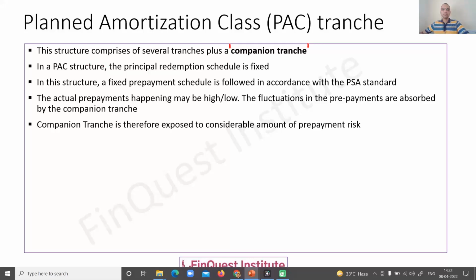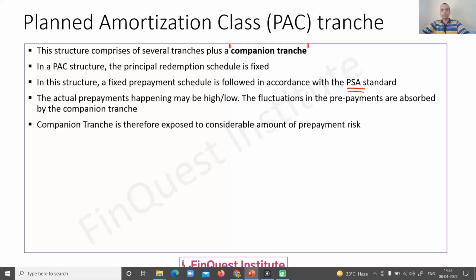So in this structure, the principal redemption schedule is fixed. A fixed prepayment schedule is followed in accordance with the PSA standard. We have already discussed something on PSA standards some time back. Now, the actual prepayments which happen can definitely vary, right? Because finally, we are just trying to model the prepayment. So whenever we are doing calculations like PSAs or trying to do an evaluation or estimation as to what will be the prepayments, it's an estimation.